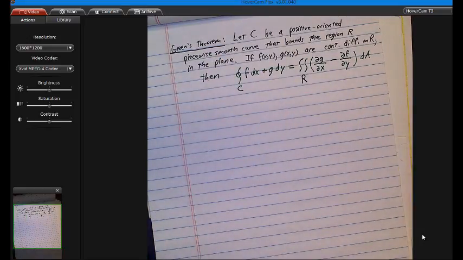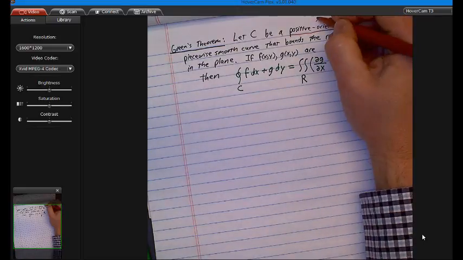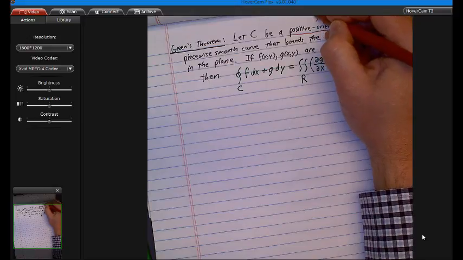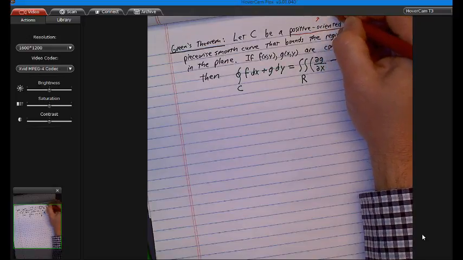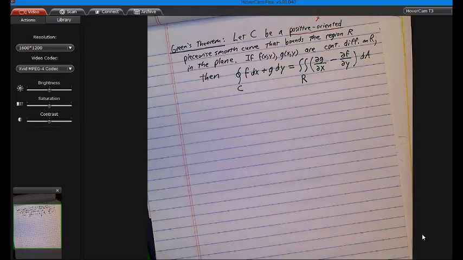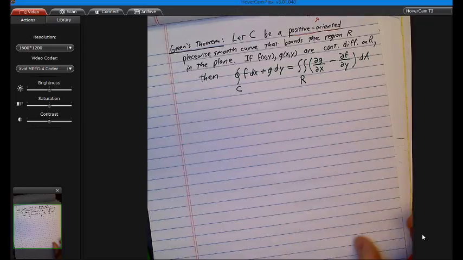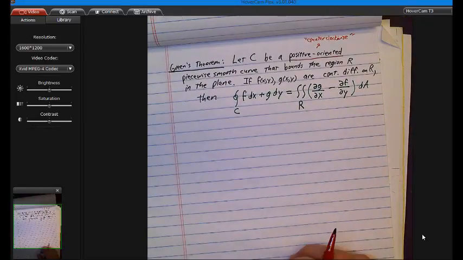And anyways, maybe one more thing to say, and I will change colors for these. What do I mean by positive oriented? I'm talking counterclockwise. Right? Like when you do the unit circle, if it were negative oriented, you'd be going clockwise, and that's not what we usually do in trig. Okay? So positively oriented, I mean counterclockwise.